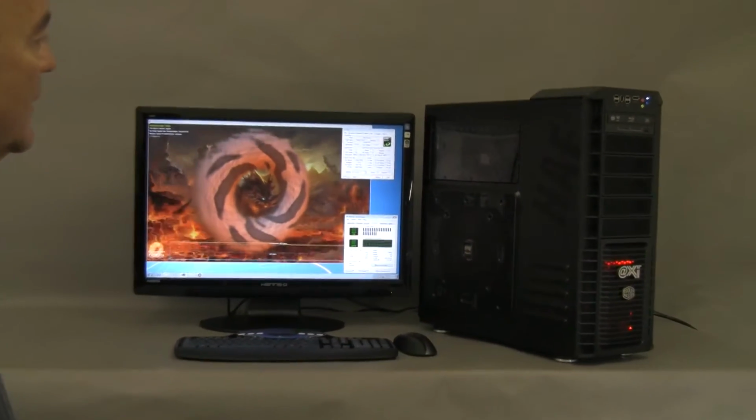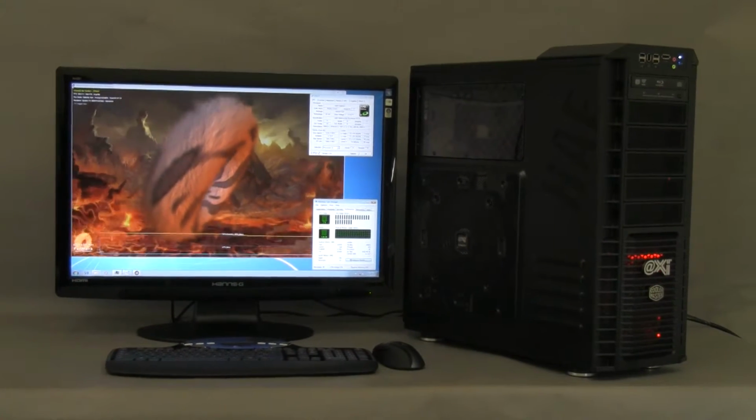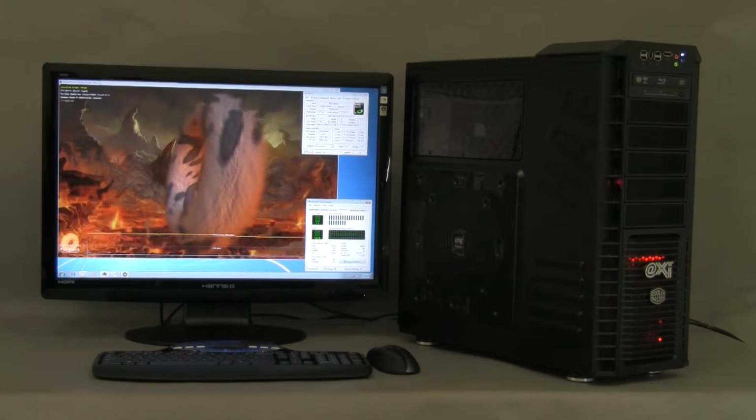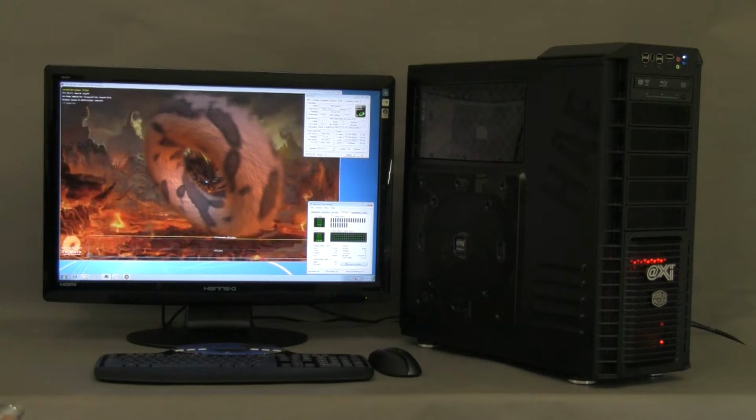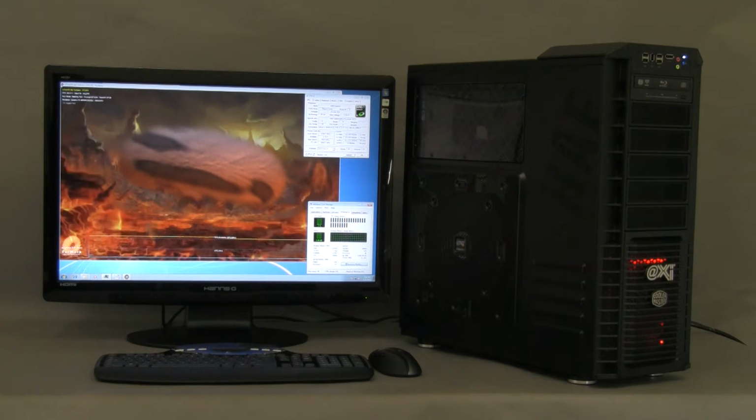The case of choice is the Cooler Master HAF932. It's a full tower case with ample ventilation. Each unused bay is grilled on the side. Two big fans on the front and side, and also on the top and the back, keep the unit cool.